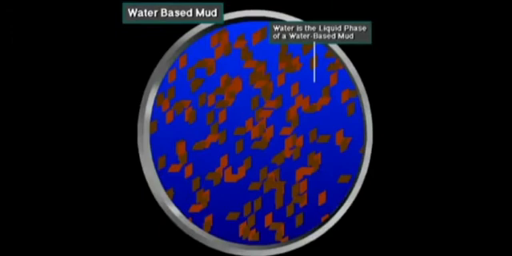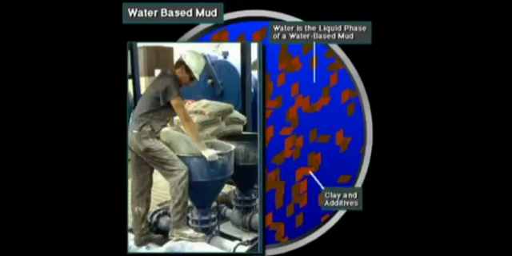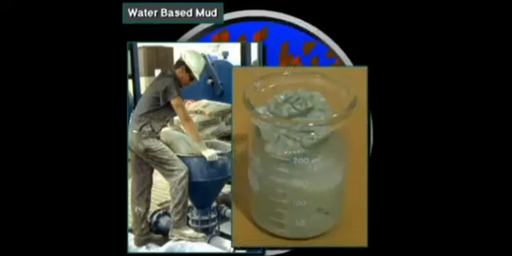Often, water is the base of drilling mud. Water makes up the liquid part, or phase, of a water-based mud. Crew members put clay and special additives into the water to make a mud with the properties needed to do its job well. For example, clays give it thickness, or viscosity.